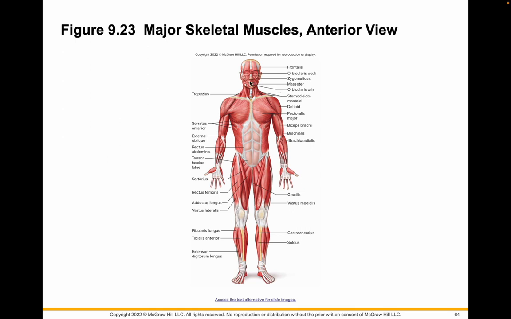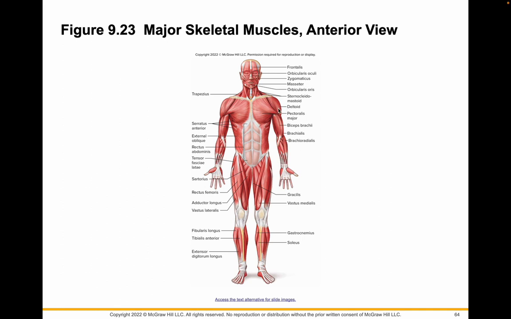Orbicularis, again, around oris is mouth. So this helps you do the kissy face. My favorite muscle, the sternocleidomastoid, runs from the mastoid process of the temporal bone to the sternum and the clavicle. So sternum and clavicle and mastoid. This helps you flex your head.